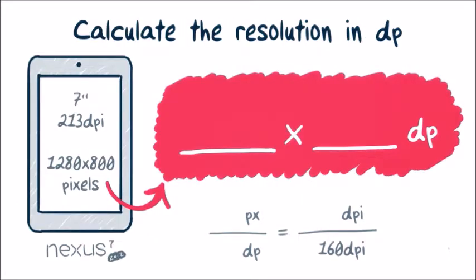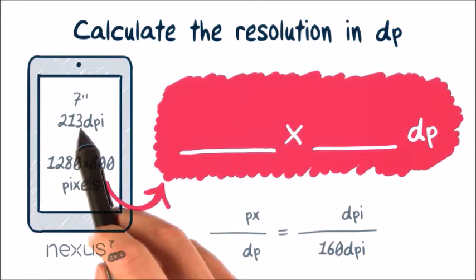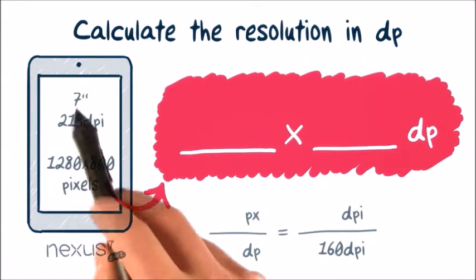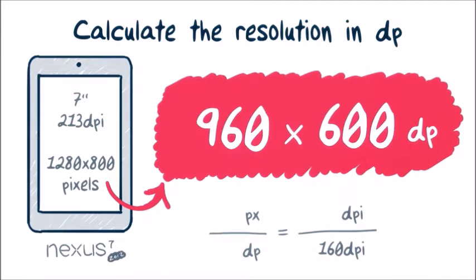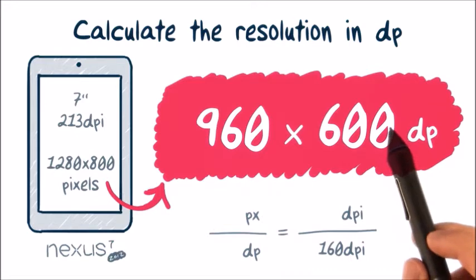Let's try an exercise. Here's the 2012 version of the Nexus 7. The screen resolution in pixels is 1280 by 800. The density is 213 dpi, and the diagonal screen size is 7 inches. Now, using the conversion formula we looked at before, what's the resolution of the 2012 Nexus 7 in dips? So, using this formula, we can see that the Nexus 7's resolution in dips is about 960 by 600 dips.